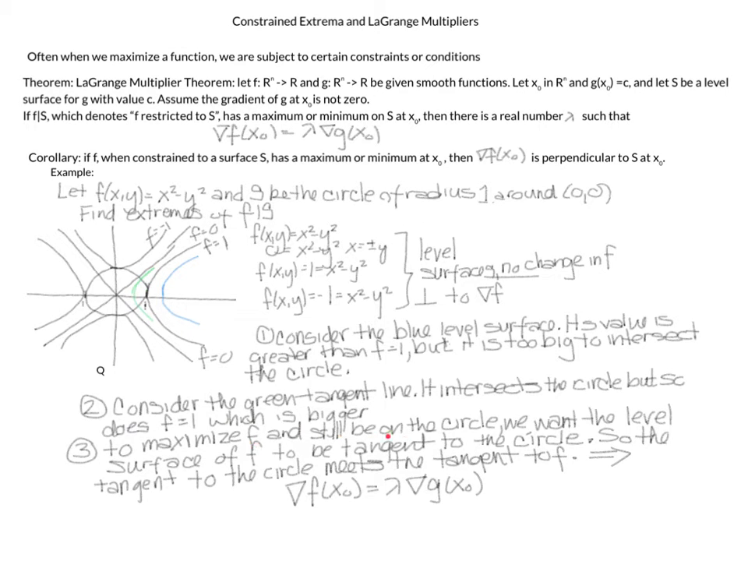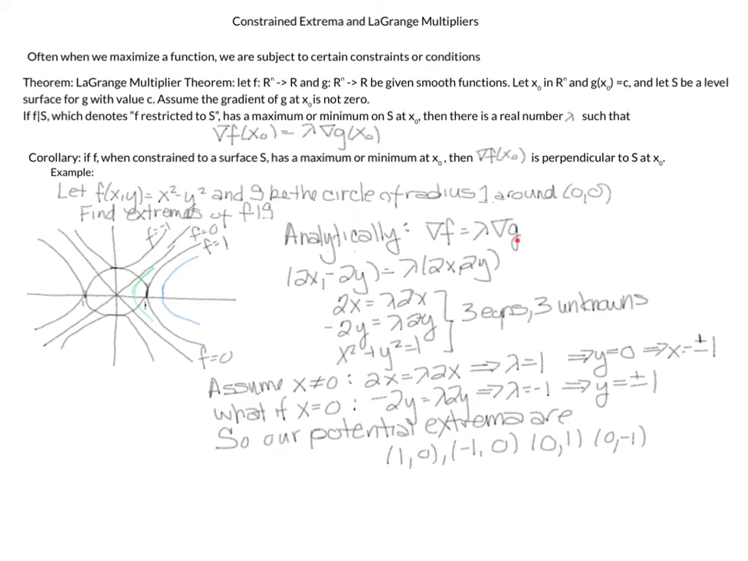So to maximize f and still be on the circle, you can think of all these level curves, different functions where f is equal to different values, but to maximize it and still be on the curve, you want the level surface of f to be tangent to the circle. So the tangent of the circle meets the tangent of f, and that's where this formula comes from. The gradient of f meets the tangent of f. And again, the gradient can be a scalar multiple of this gradient of g. So that's kind of the intuition behind this formula. Next, we'll talk about how to use it analytically.